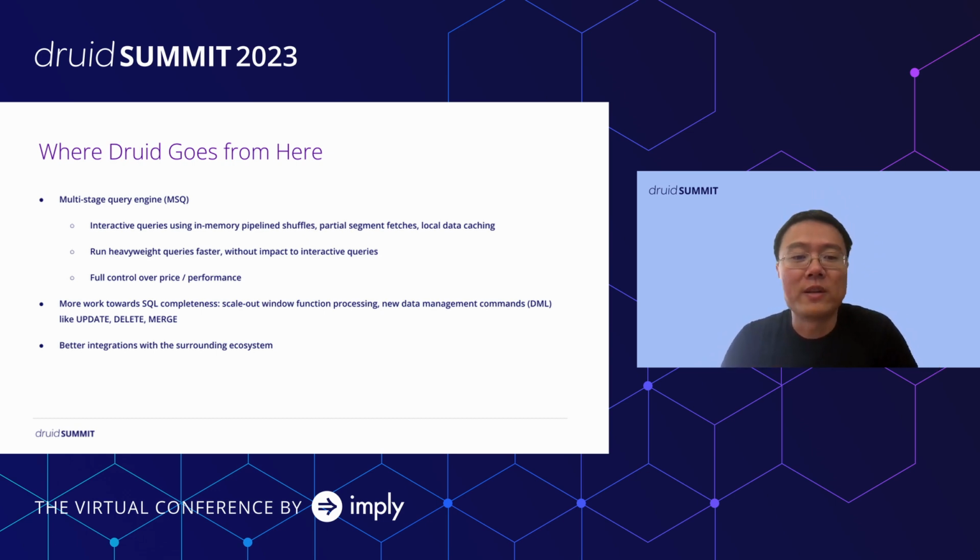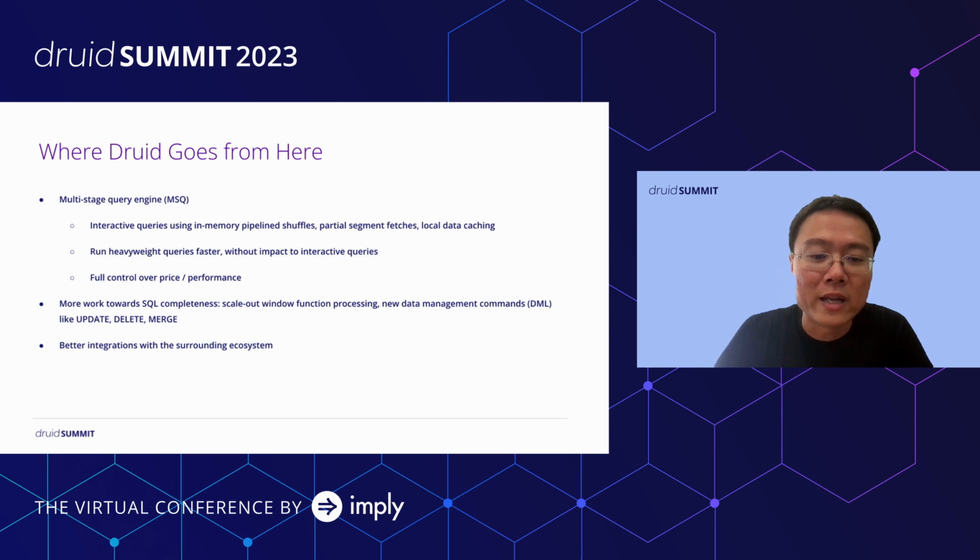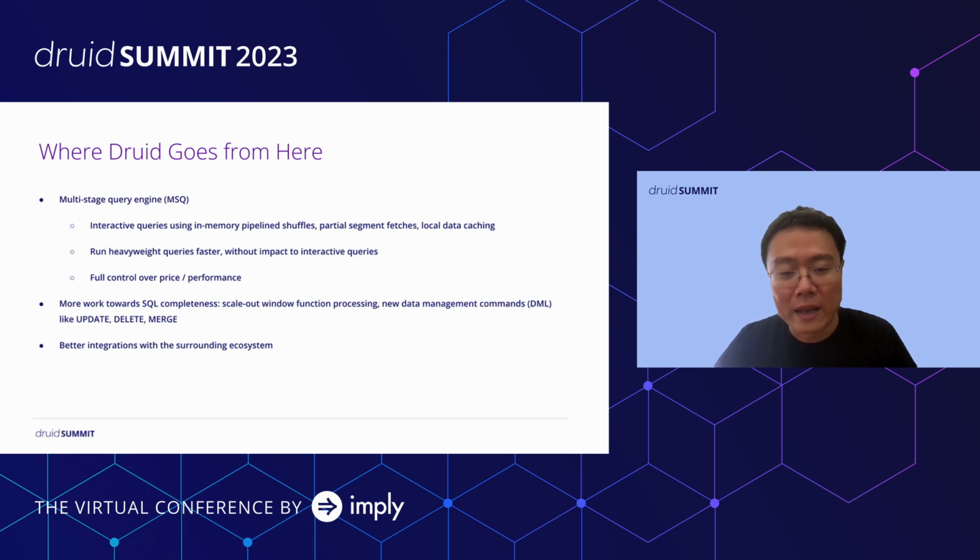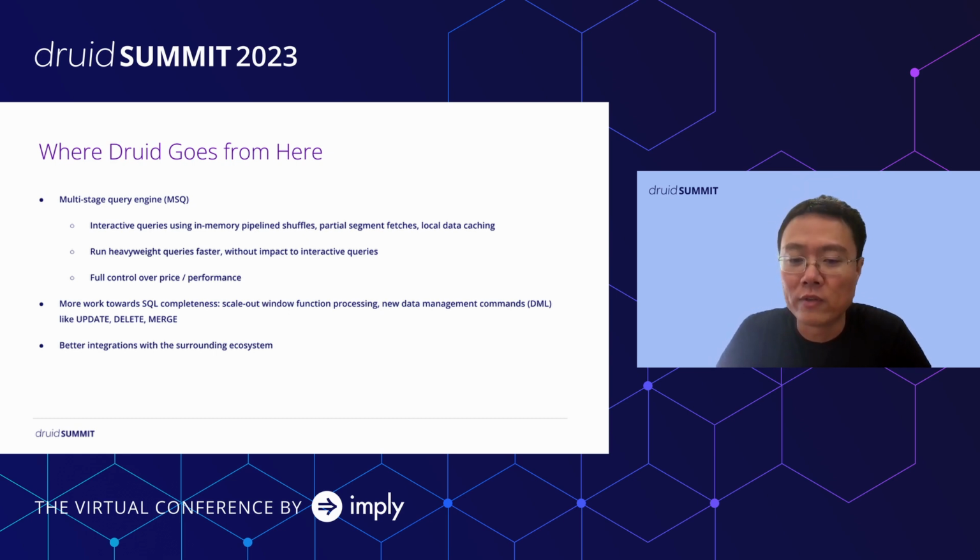In addition to this fundamental change in the multi-stage query engine, we're also just simply adding more features and capabilities that's completing the realm of what is possible with SQL. So in the last few releases, we've been building out window functions, and over the next few releases, we plan to have window functions in GA. We've added a lot of capabilities for what you can do with window functions. We've also added new data management commands, commands such as update, delete, and merge. These are all things that are on the Druid roadmap that we want to expand out and add additional capabilities towards.